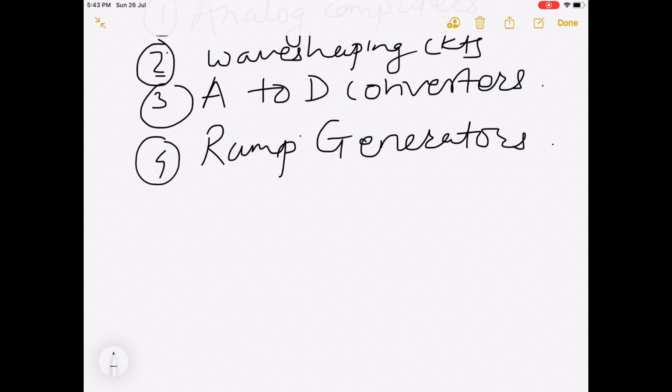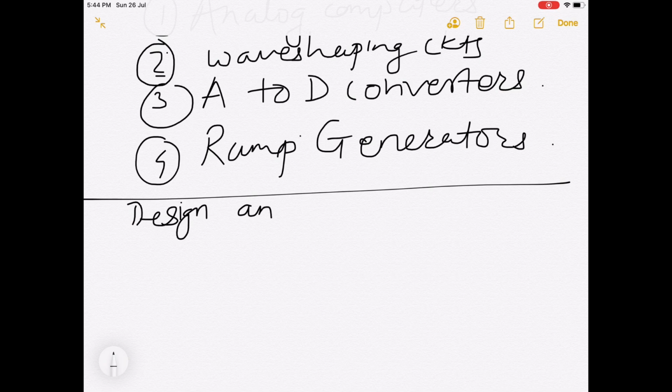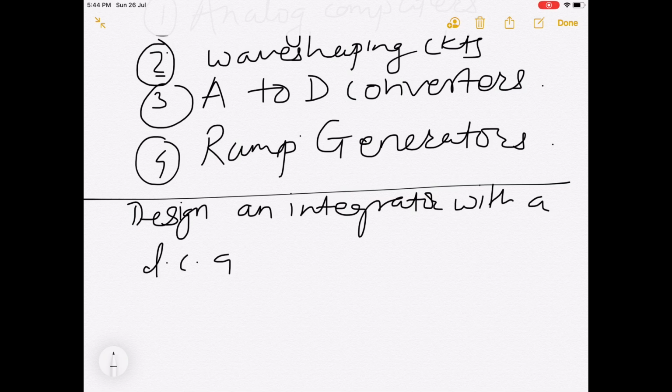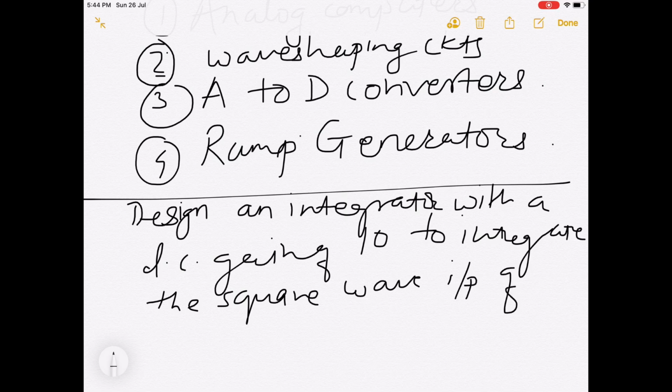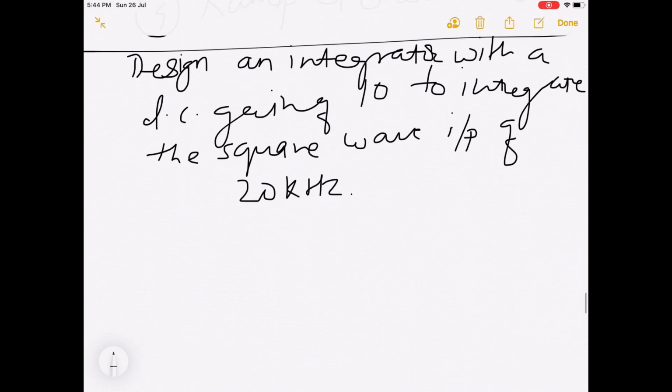So, first write down: design an integrator with a DC gain of 10, to integrate the square wave input of 20 kilohertz. Okay. This much only is given in your designing sum.